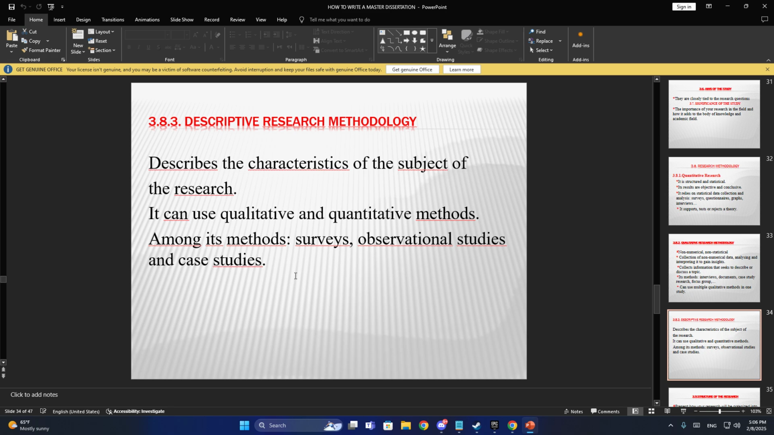The last one is the descriptive research methodology. Here it describes the characteristics of the subject of the research. It can use qualitative and quantitative methods. Among its methods are survey, observational studies, and case studies.